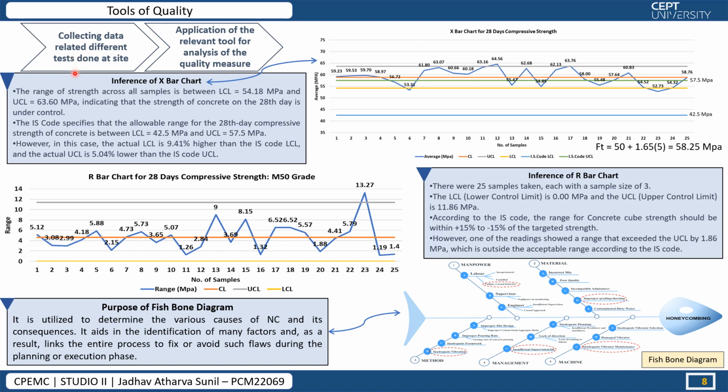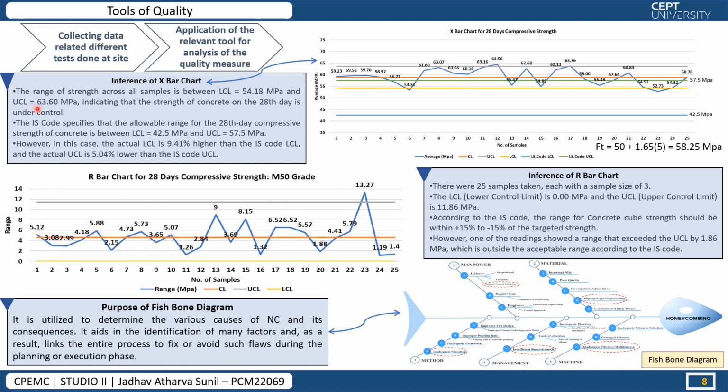Coming to the tools of quality, we have collected all the data of tests performed on the site and applied the relevant tool for analysis of quality measures. In tools of quality, we have prepared an X bar chart, R bar chart, and fishbone diagram. In the X bar chart, we can see the readings. All the readings are within the range of upper control limit and lower control limit, except one reading.